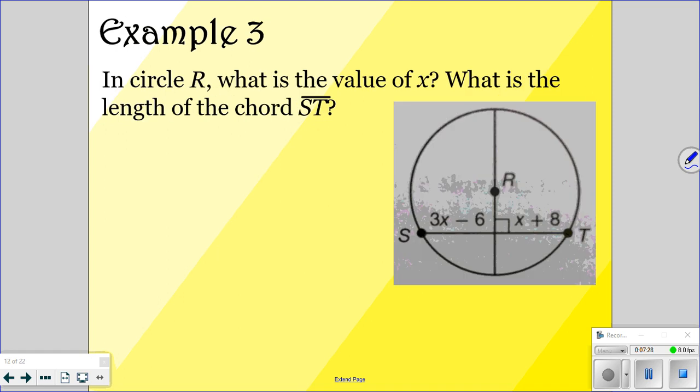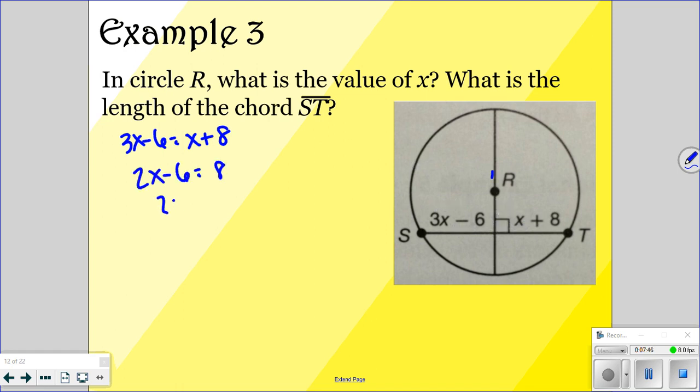So looking here, what is the value of x and what is the length of chord ST? So we know that 3x minus 6 is going to have to equal x plus 8, because the chords are the diameter and the chord are perpendicular. So 2x minus 6 would equal 8. So 2x equals 14. X would equal 7.